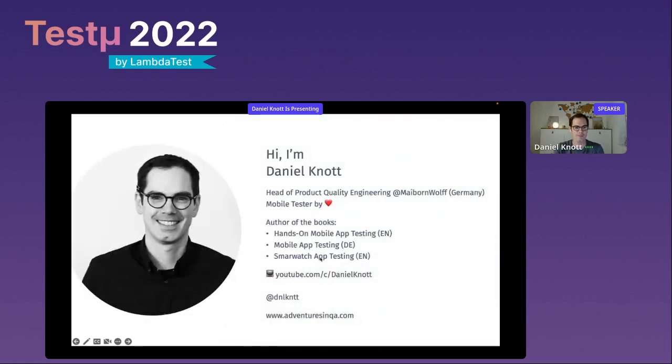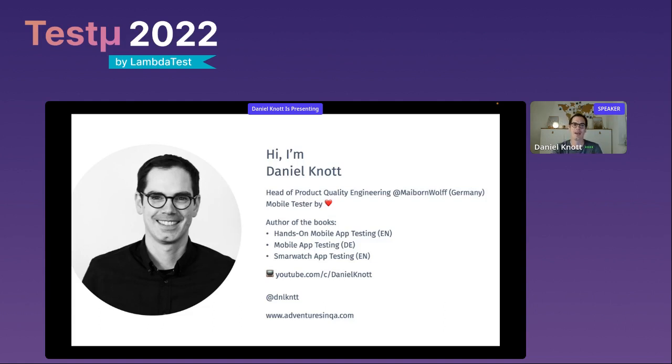So yes, we can also keep this short. That's me. Hi, I'm Daniel Knott, working as a head of product quality engineering at MaibornWolff in Germany. I'm based in northern Germany in Hamburg, and I'm leading the department there together with another colleague, and we are building software for our clients, being it web, being it mobile, being it IoT application, backend APIs, whatever you can build and whatever you can test, basically.